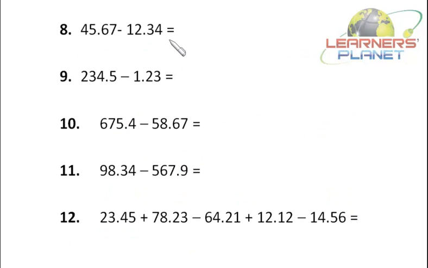Now let's take this problem. It's 7 minus 4, 3, 6 minus 3, 3. I put a decimal. Then 5 minus 2, 3. Then 4 minus 1, 3. Isn't it so simple, friends? Now let's do this problem.